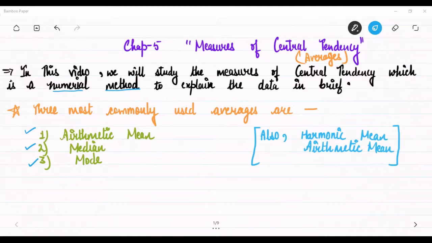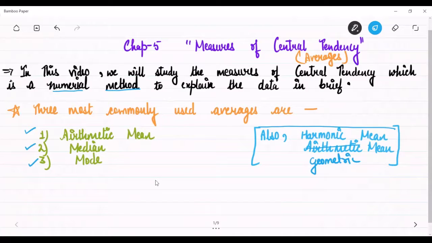So in this video, we will study the measures of central tendency, which is a numerical method to explain the data in brief. There are three most commonly used averages, that are arithmetic mean, median, mode. And there are also two others, which are known as harmonic mean and geometric mean. Oh, I'm sorry for this. It is geometric mean. But they are used in special conditions, and I will discuss them after the completion of these three important averages.